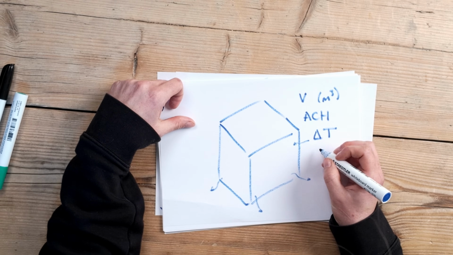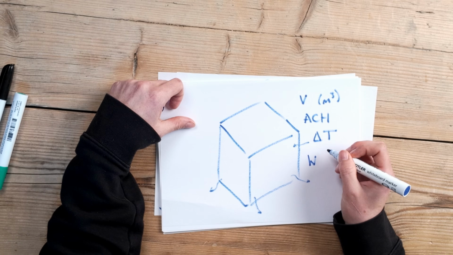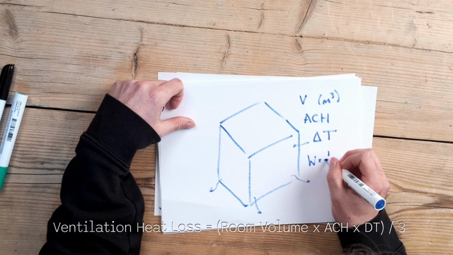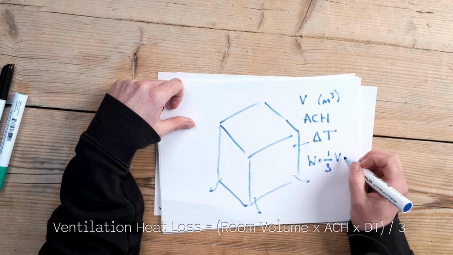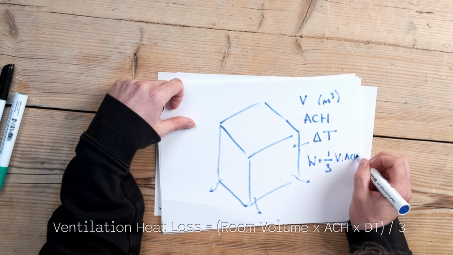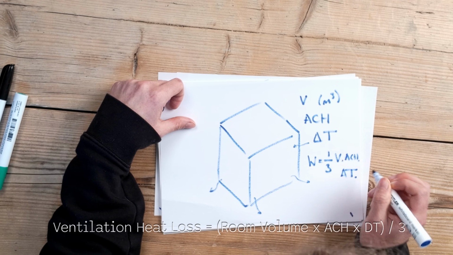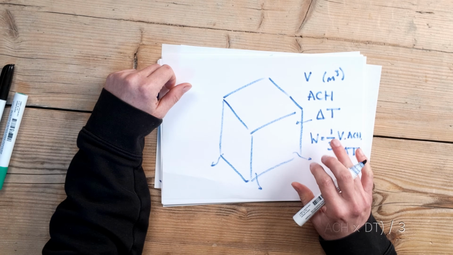So to calculate the ventilation heat loss, so our power through that ventilation, we do 1/3 times that volume times the ACH times the delta T. And that gives you your ventilation heat loss. Why the 1/3? Where does that come from?